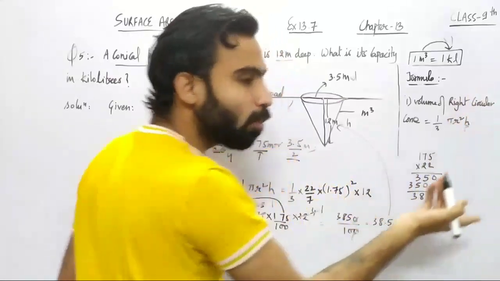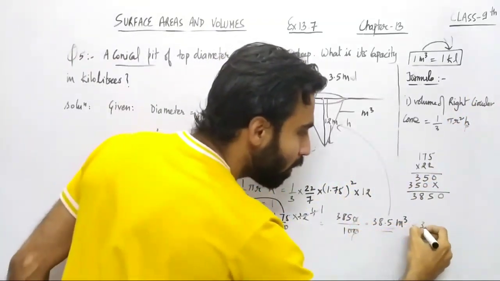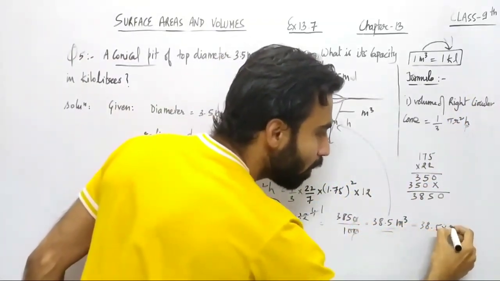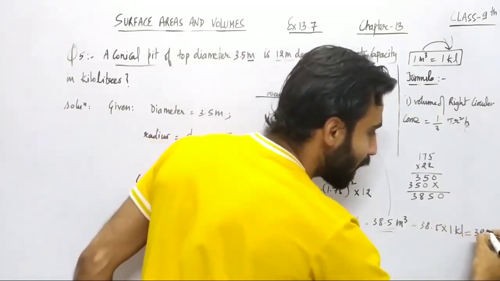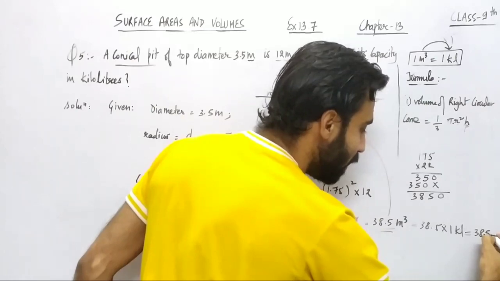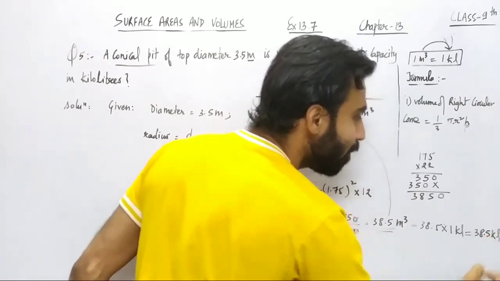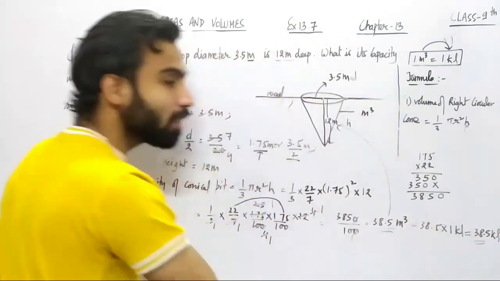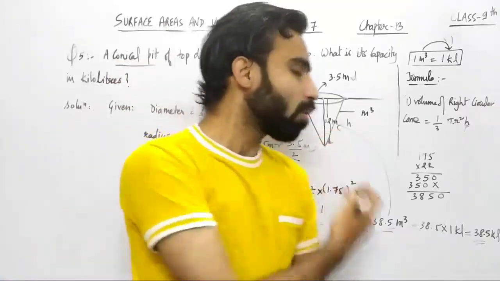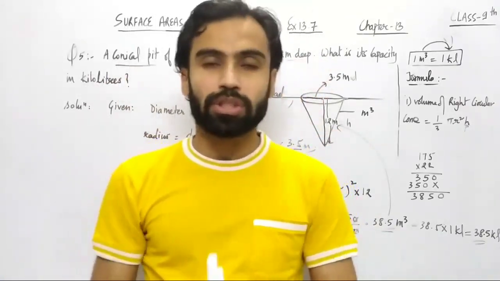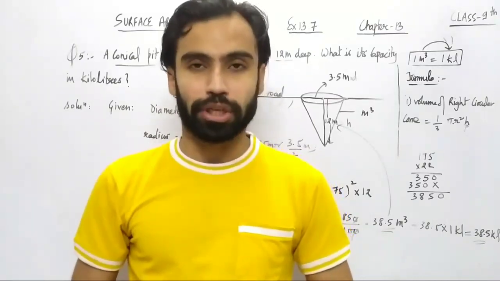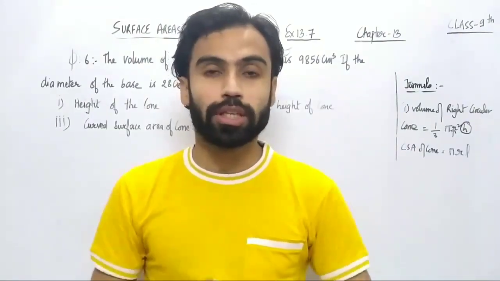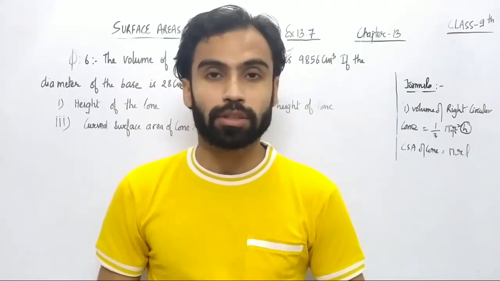So 1 meter cube is actually equal to 1 kiloliter. So what do you have to multiply by? By 1. So simply multiply this by 1 and you will get the capacity in kiloliters. So that will be exactly the same as it is in meter cube. So that will be 38.5 kiloliters, right? So this is the capacity of this conical pit in kiloliters, which we have to find out in this question. So that was all in this question here. So students, let us move on to the next question now.